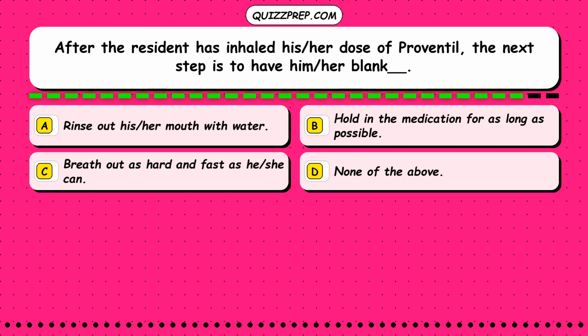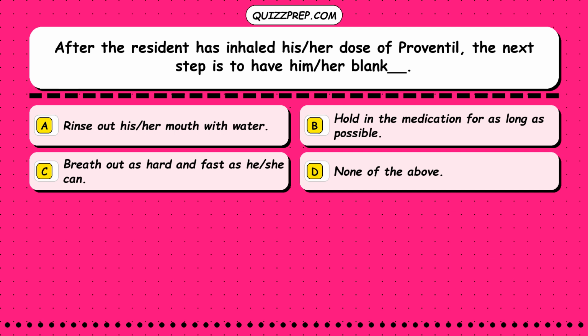Question 247. After the resident has inhaled his/her dose of Preventil, the next step is to have him or her blank. Option A. Rinse out his/her mouth with water. Option B. Hold in the medication for as long as possible. Option C. Breathe out as hard and fast as he/she can. Option D. None of the above.